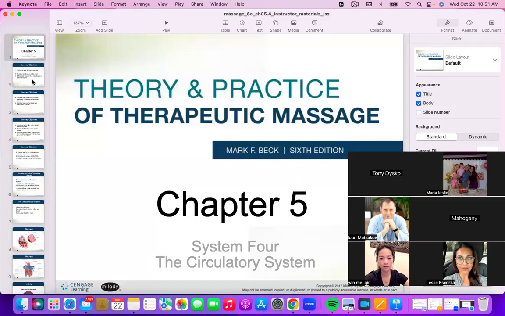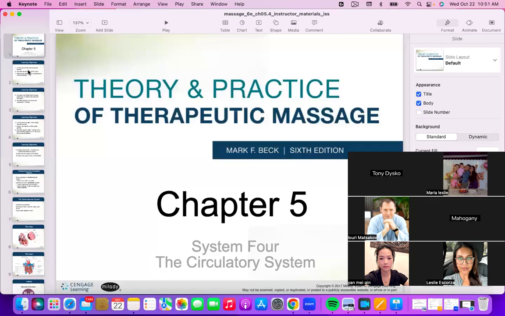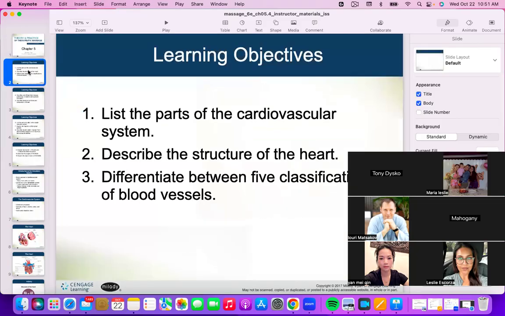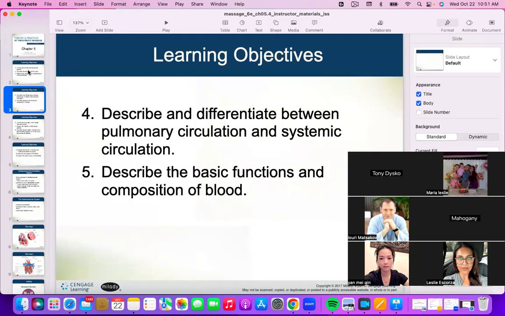Alrighty. System number 4, which is the circulatory system, one of the most important systems of the body. And we're going to dive into it today. First, we're going to list the parts of the cardiovascular system. We're going to describe the structure of the heart and the difference between all the blood vessels in the body. We're going to dive into the difference between the pulmonary circulation and systemic circulation, as well as describe the basic function and composition of the blood.